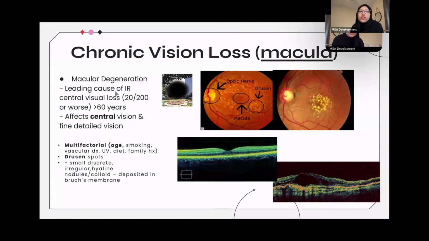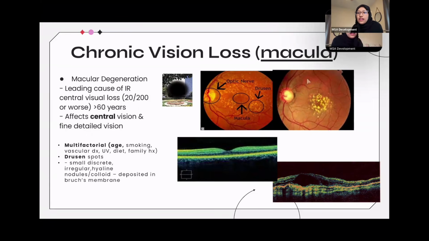It's the leading cause of irreversible central vision loss. So, number one cause of central vision loss over 60 years is this. Okay, macular degeneration. Again, age is one thing among others. What do you see in the retina? So you will have the macula. Obviously, this is an MRI of the retina.